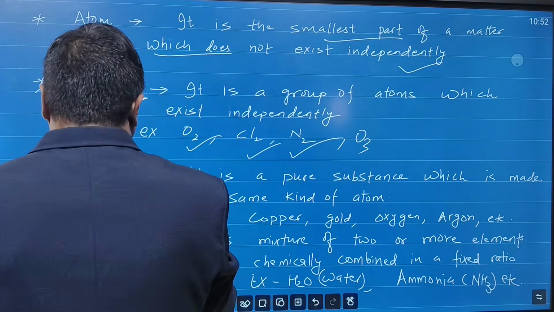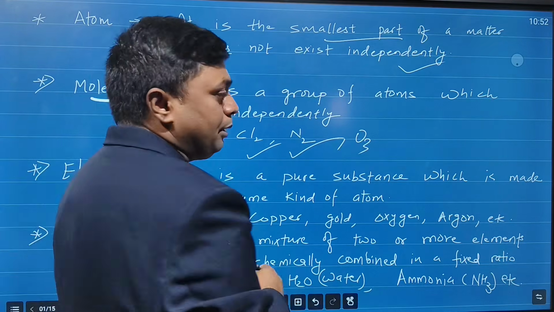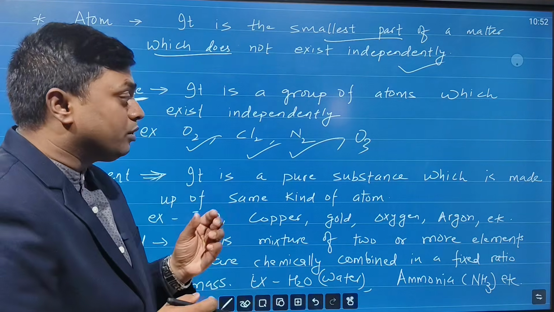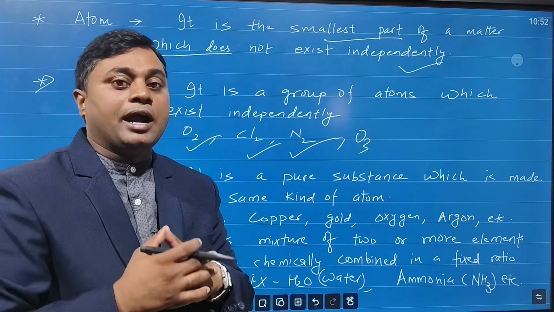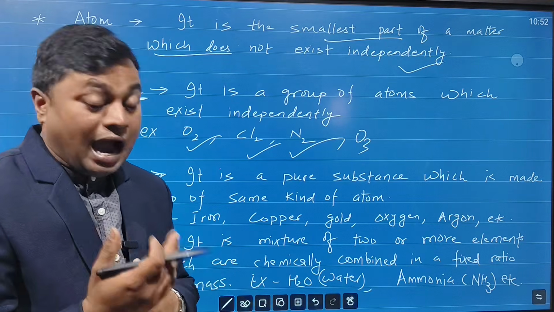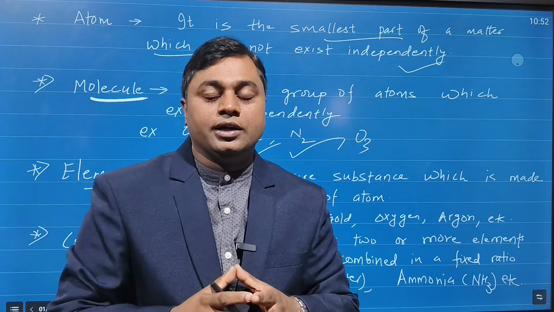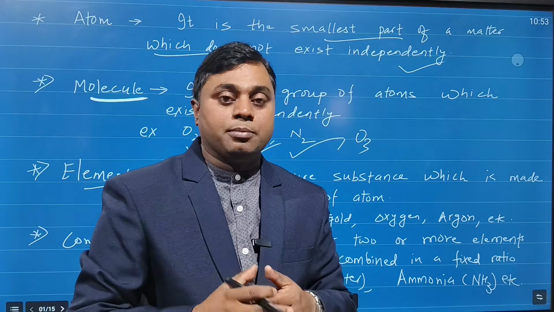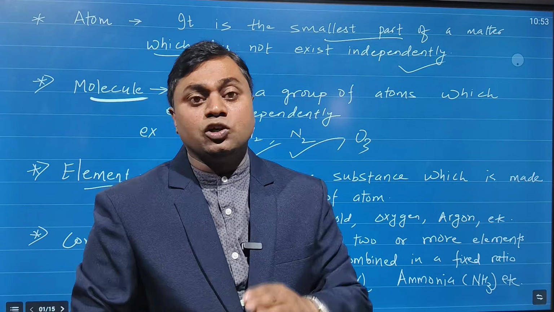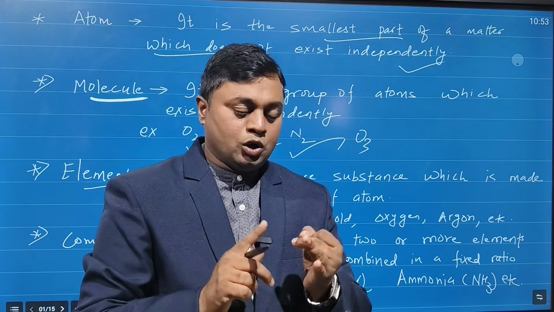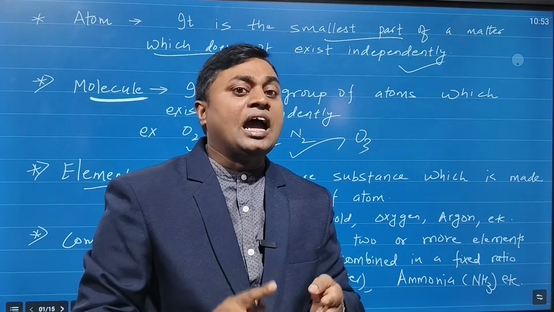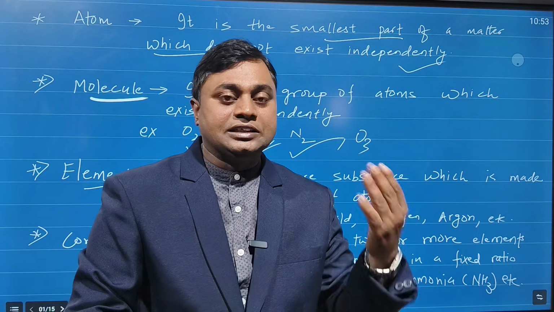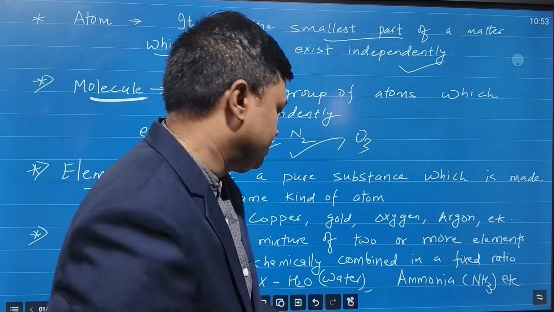Okay. Next, we talk about element. What do you mean by element? It is the pure substance which is made up of same kind of atom. Like iron, gold, silver, platinum, carbon, nitrogen. So element basically is of four types: metals, non-metals, metalloids and noble gases. We'll discuss in detail in other videos.